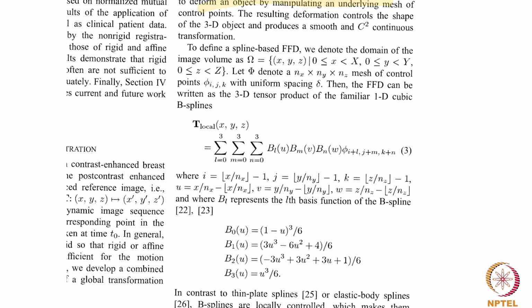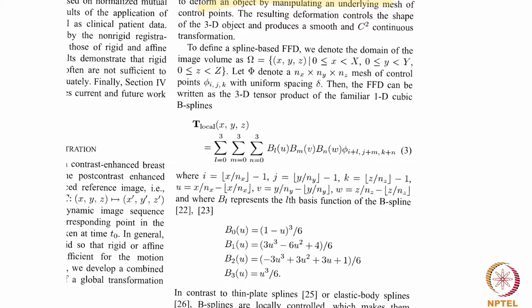And in order to regularize this, we are using B-splines because then it produces a very smooth and differentiable transformation. Okay, so how does this work? If you have determined the deformations at the control points phi ijk, then at any point xyz, this formula tells you the corresponding deformation.